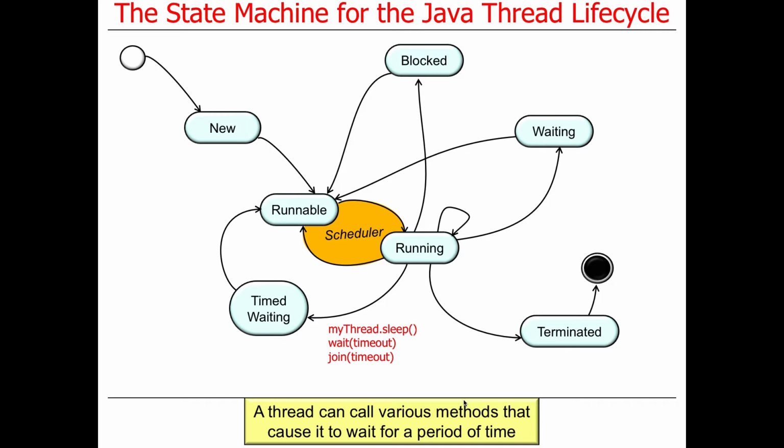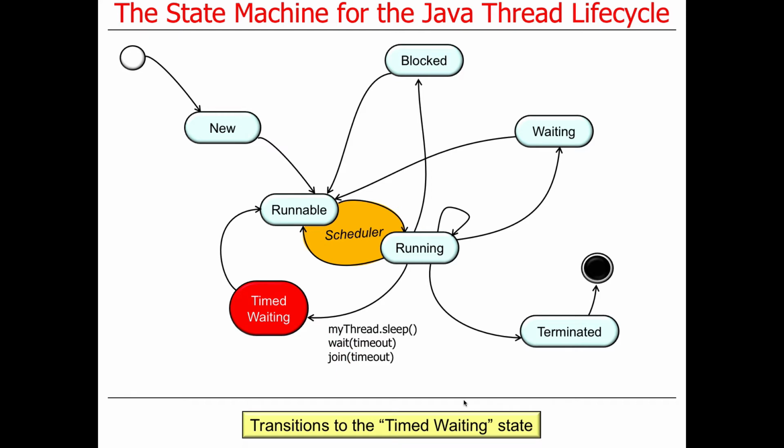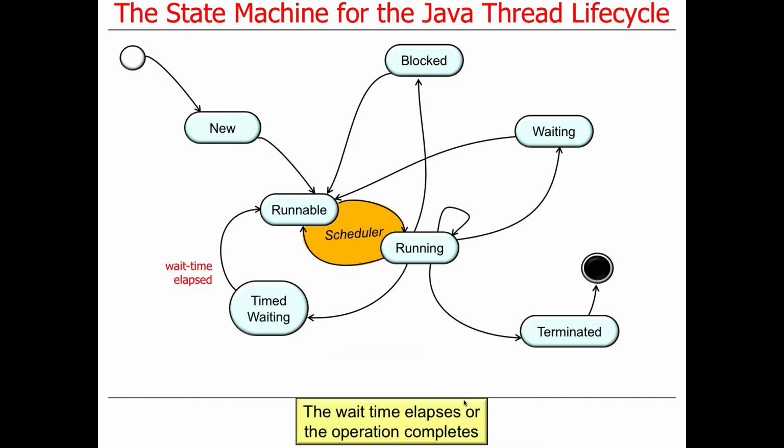Or it might decide to wait. If you recall the monitor object wait operation we talked about, it might decide to join on another thread with a timeout. So anytime there's a timeout related operation, that will transition the thread into the timed waiting state. At that point, it's no longer running. It's waiting for either the resource to happen or the timeout to elapse, one of the two.